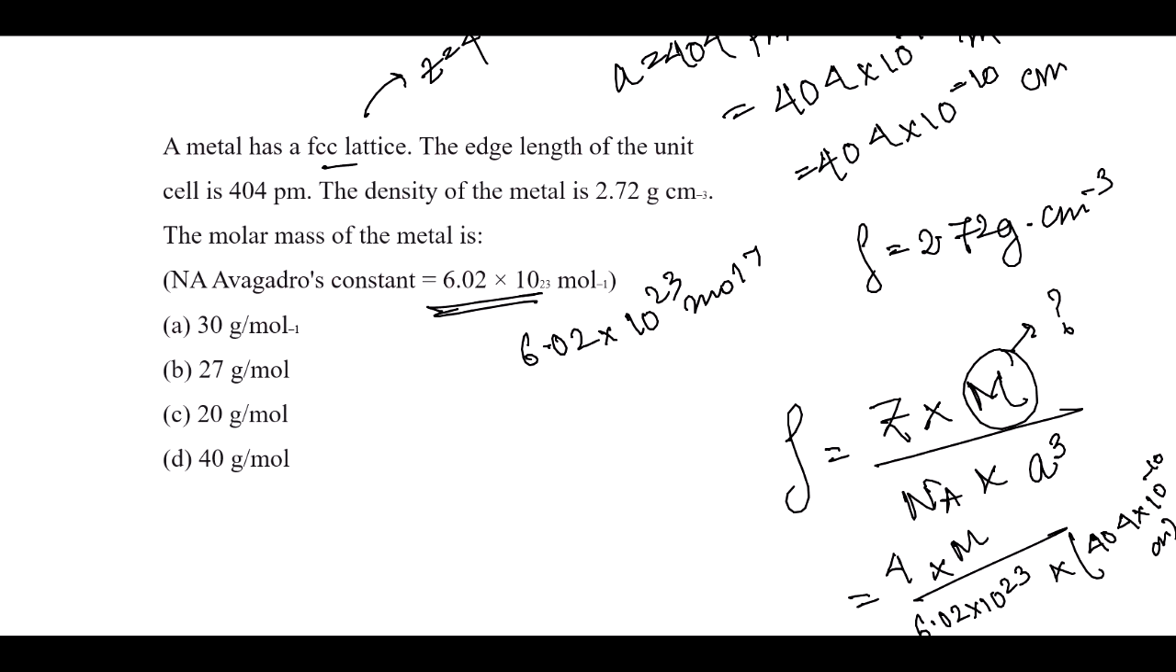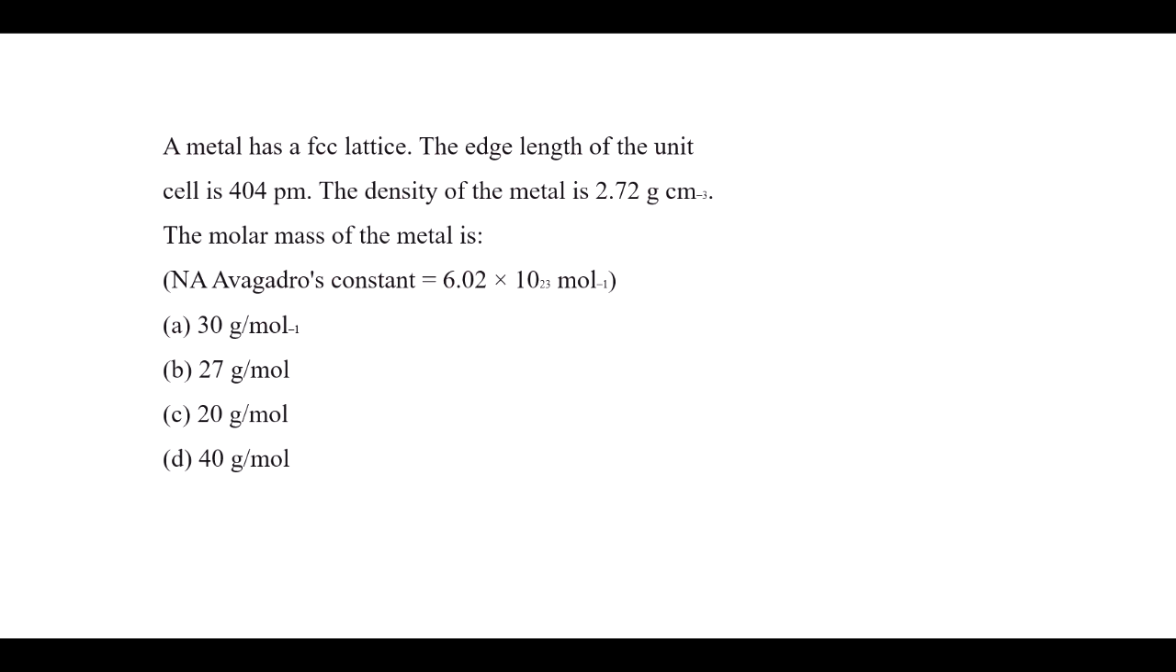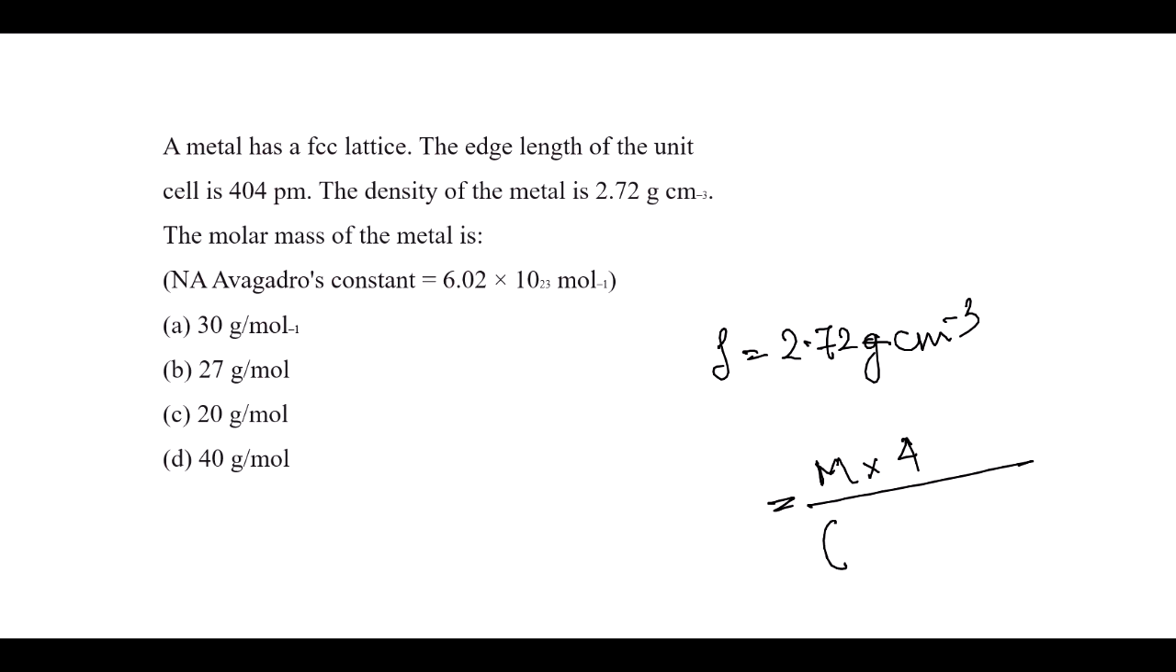Why we are doing so? Because you see the density is given in centimeter cube. So 2.72, 10 centimeter minus 3. So if we take rho is equal to 2.72 gram per centimeter cube, that one is equals to m into 4 divided by A cube. That means here it is given 404 into 10 to the power minus 10 whole cube. That one is given in centimeter. So centimeter cube multiplied by 6.02 into 10 to the power 23 mole inverse.